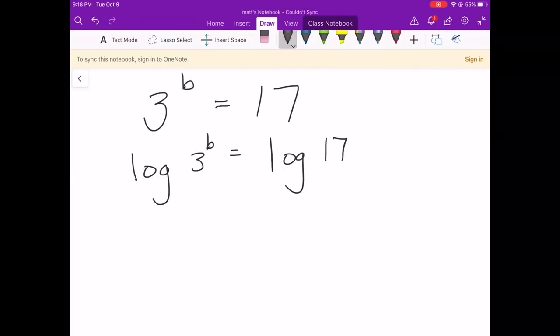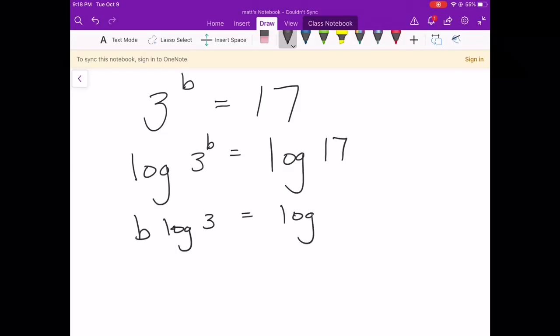Remember, if I don't have a base here, that's log base 10, and log base 10 is in my calculator, so I feel really good about that, and eventually I'll get to use my calculator for this problem. Don't forget that we have some exponential and logarithmic properties. Here I'm going to use some log properties to help me get this exponent out of the air and onto the ground. Keep in mind that that exponent means the same thing as multiplying by the exponent. Nothing changed on my right side. So b times log 3 equals log 17.